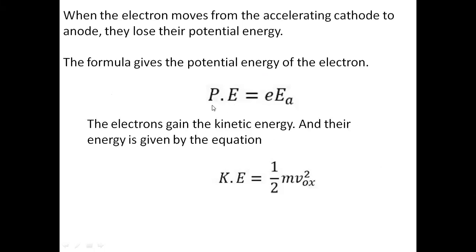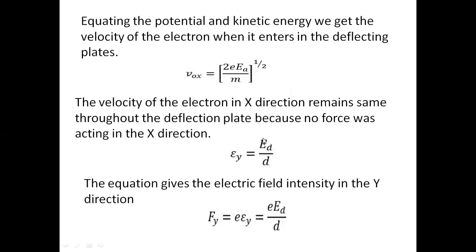So here the loss of energy and the gain of energy, both are equal. Equating these two energies, we will get the velocity of the electron when it enters the deflecting plates, that is square root of 2eEa by m. The velocity of the electron in the x direction remains the same, because no force was in the x direction.